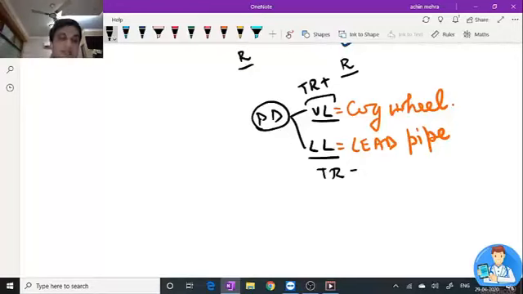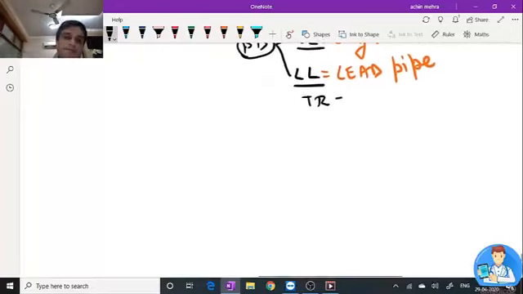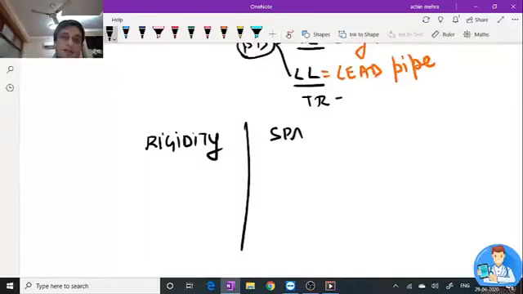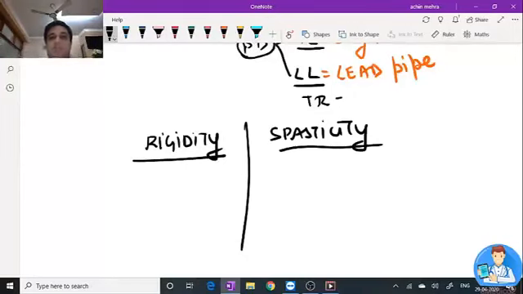Now there's another concept that we have. That is, what is the difference between rigidity and spasticity? You will cover this topic again somewhere in your physiology classes. Ma'am will explain this better. What's the difference between rigidity and spasticity? Remember this point. Tone increases in both of them.